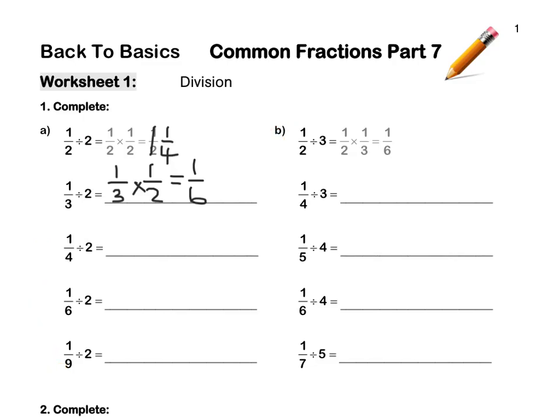Let's look at B. A half divided by 3 is the same as a half times the inverse of 3, which is a third. And a half times a third is 1/6. Let's do the next one together. A quarter divided by 3 is the same as a quarter times a third, which is equal to 1/12. Press pause to complete question B.